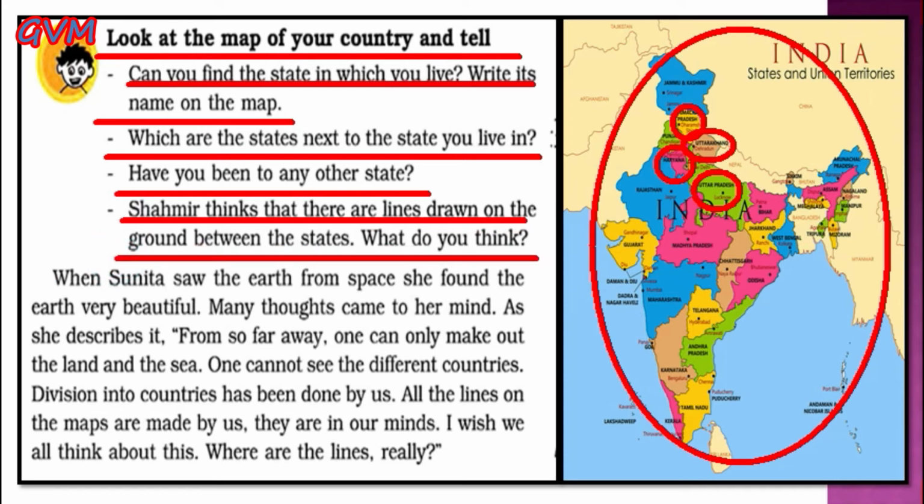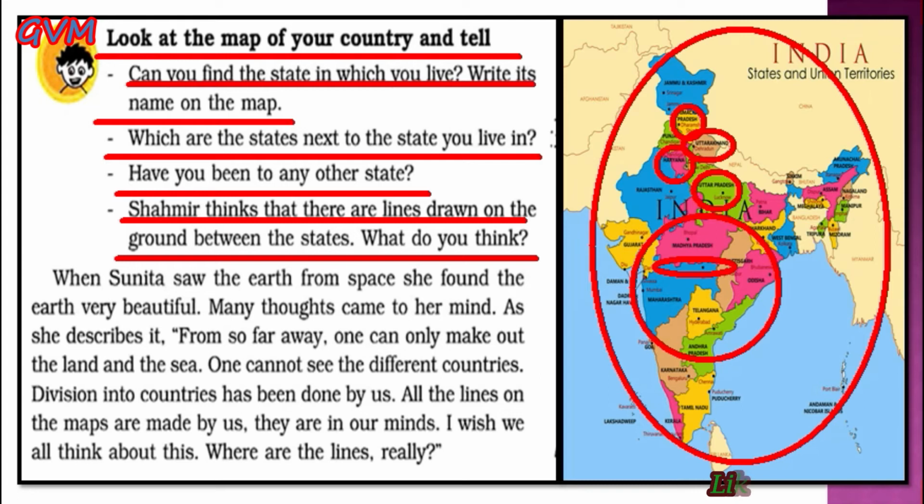Now students, Shahmir thinks that there are lines drawn on the ground between the states. What do you think? Students, as I said earlier, these lines that you observe here in this map, like this one, are just imaginary lines that help us to demarcate one state from another. And in fact, in actual, there isn't any demarcation between the states.